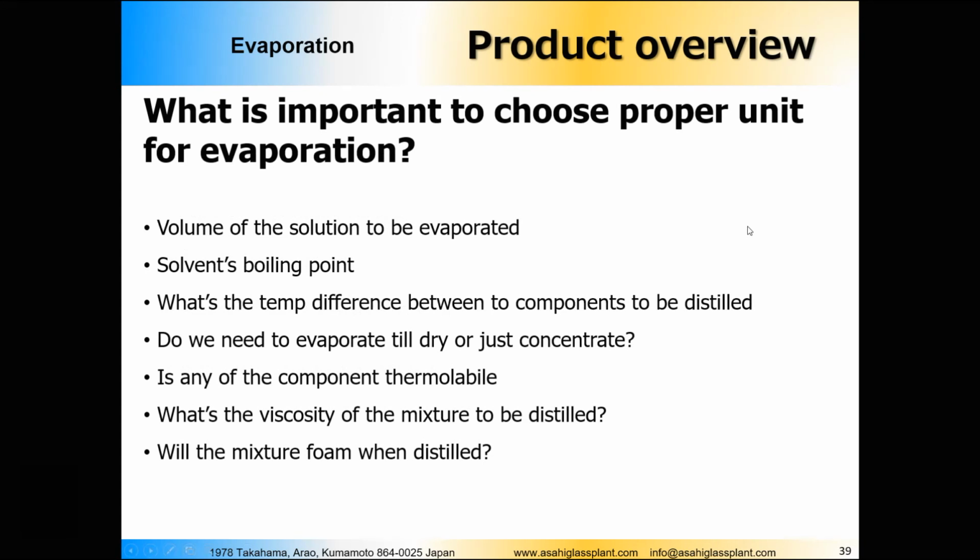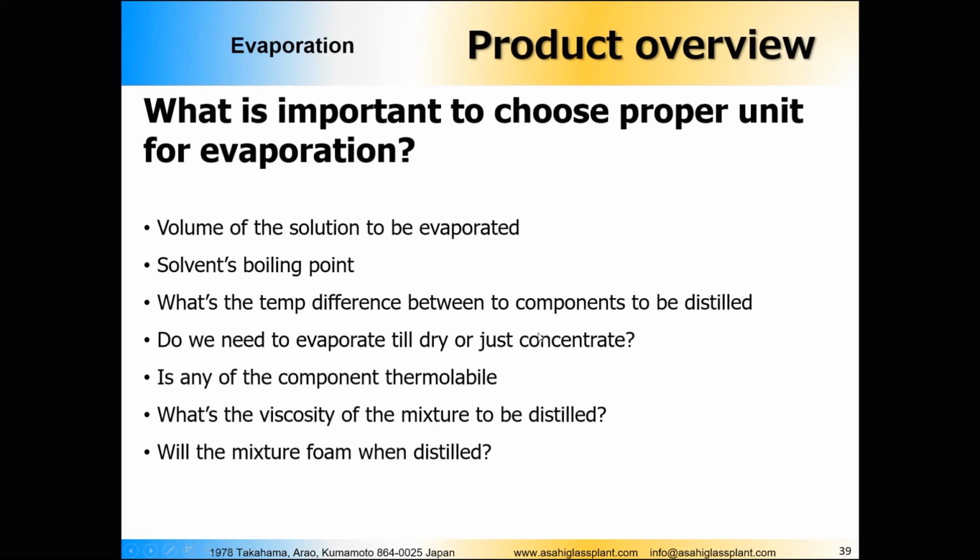What is important when you choose the unit to do the evaporation? First of all, you need to know, of course, the volume of the solution that you would like to evaporate. Second point, what kind of solvents you will have inside the media that you plan to evaporate, and of course you need to know the solvent's boiling point. What is the temperature difference between two components to be distilled? I will explain later why it is important.